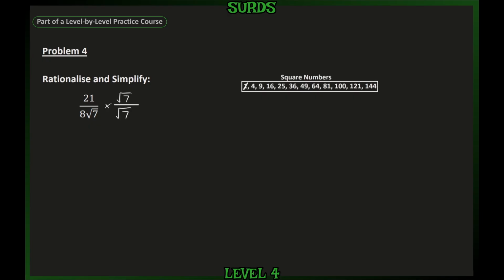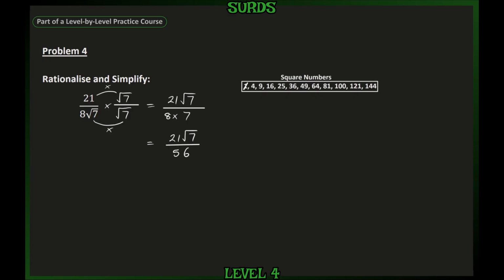these fractions equivalent. Now on our numerator, 21 multiplied by the square root of 7 just gives us 21 root 7. In our denominator, we have 8 multiplied by, and then root 7 multiplied by root 7 just gives us 7, again with those square root parts cancelling out. Now in the denominator, 8 times 7 is 56. So we have 21 root 7 divided by 56.